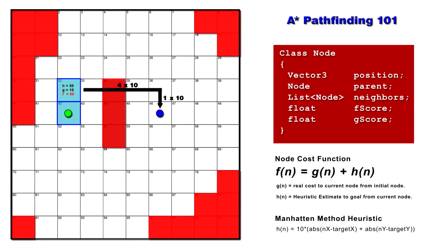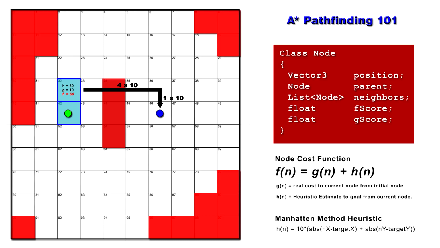On the screen, you can see how we might calculate the F-score for the neighboring node that is just above the starting node using the Manhattan heuristic. As you can see, the G-score is 10. That's because to get to this node, we have had to move one node vertically away from the source node, and of course our movement cost is 10 for horizontal and vertical movement. The H-score is 50 because the target is 4 nodes away horizontally and 1 node away vertically. When we add those together, that's 4 plus 1 equals 5, and of course we multiply by 10 because that is our cost for 1 unit of horizontal or vertical movement.